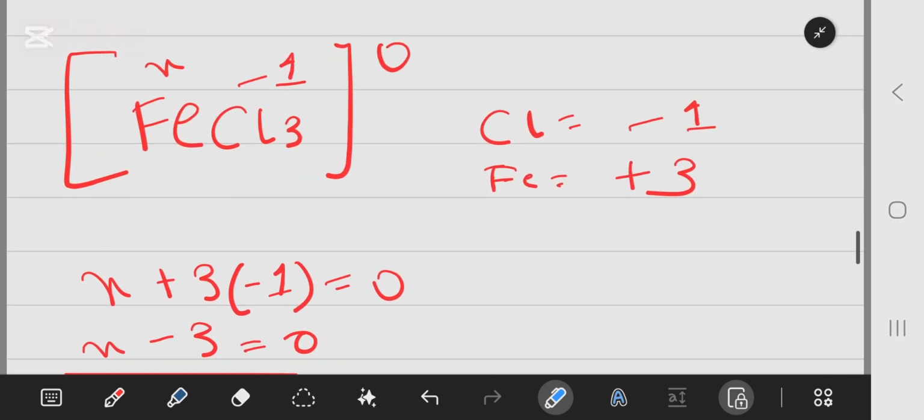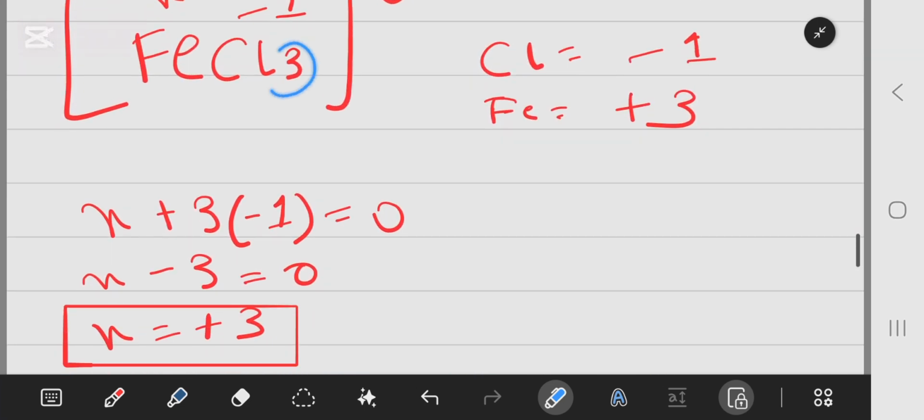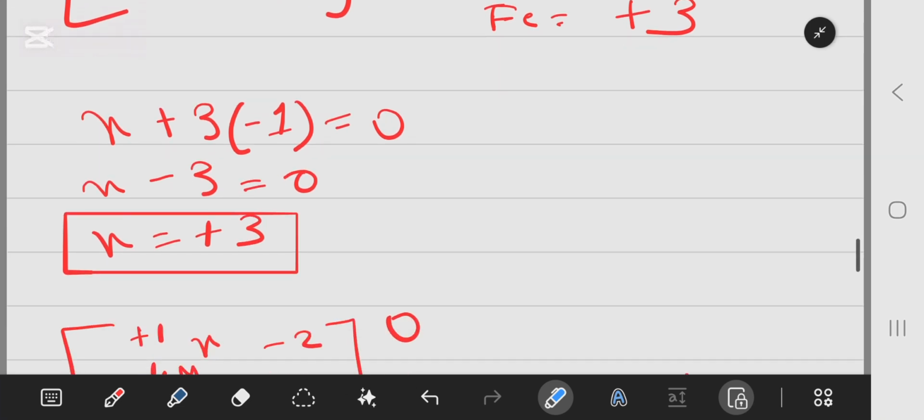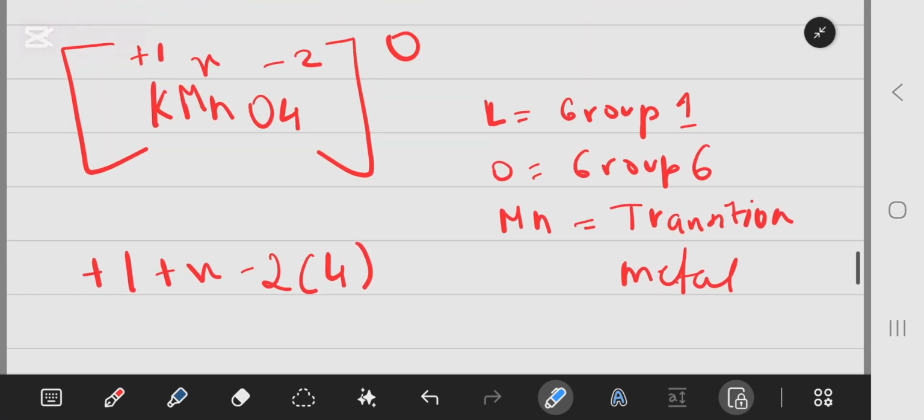Likewise, I forgot to explain this earlier, that there are 3 chlorine atoms, which is why we multiplied by 3. The charge of chlorine is -1, so that's why I multiplied it by 3, because there are 3 chlorine atoms present. As with this, there are 4 oxygen atoms present here as well, so we will multiply -2 times 4. Okay, so this is equal to 0. So 1 plus x minus 8 is equal to 0.